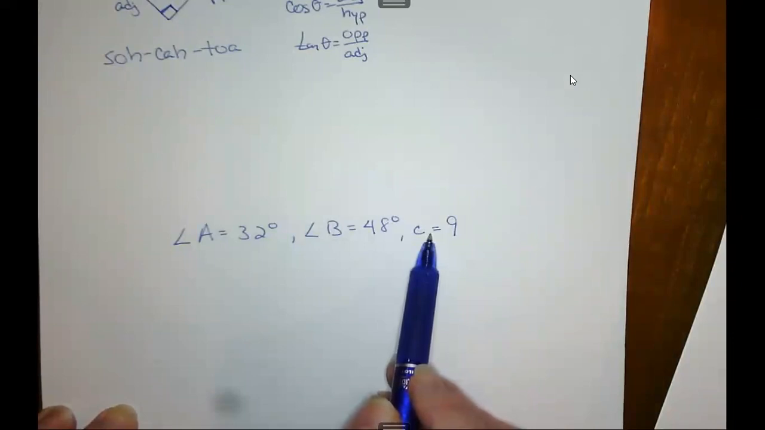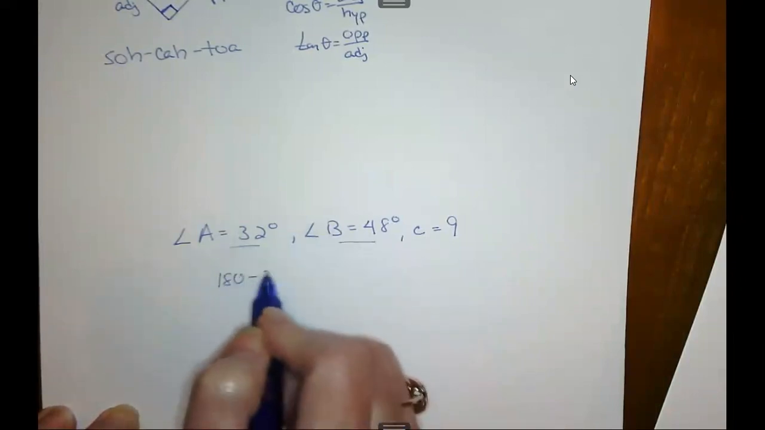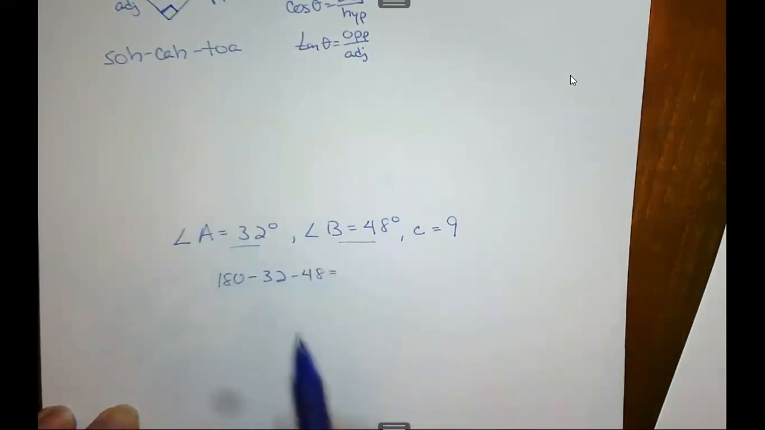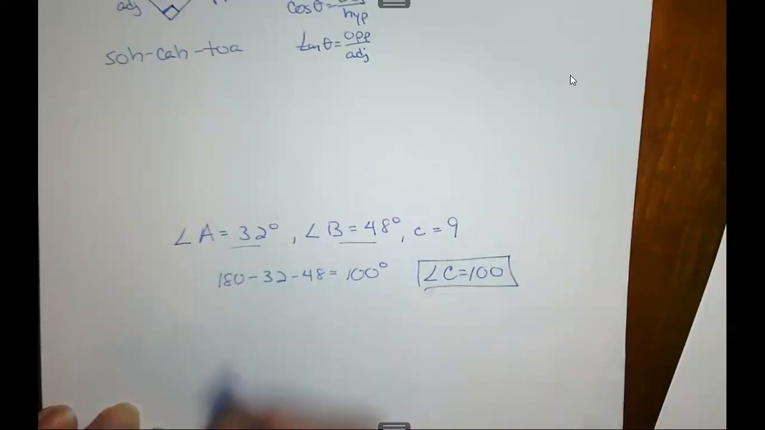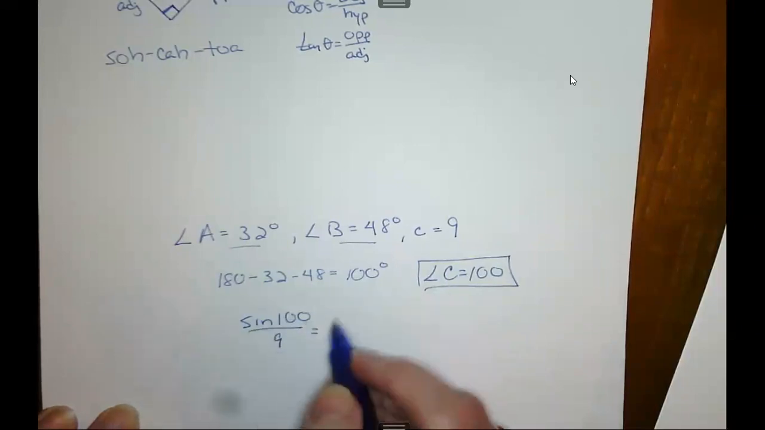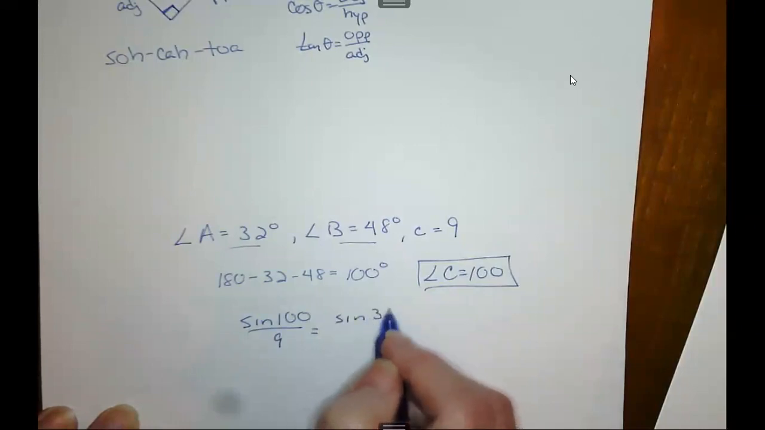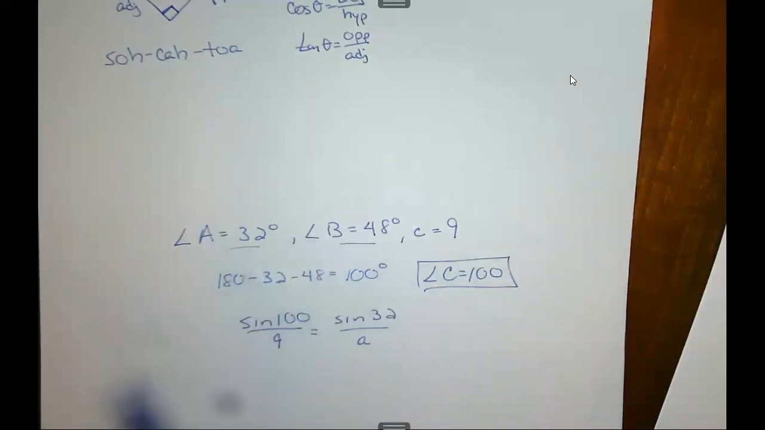So it seems like that this wouldn't work, but remember your basic trig. If I do 180 minus 32 minus 48, what would that be? Let's see, 50, 80, I get 100 degrees. So angle C is 100 degrees. And then I could use that sine of 100 over 9. That's angle C, and side C would be equal to sine of 32 over side A, for example. And I could keep going. So don't let that throw you when you come to some like that. Use your basic geometry rules too. All the angles in the triangle add up to 180.